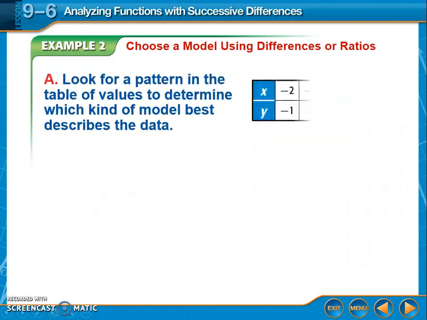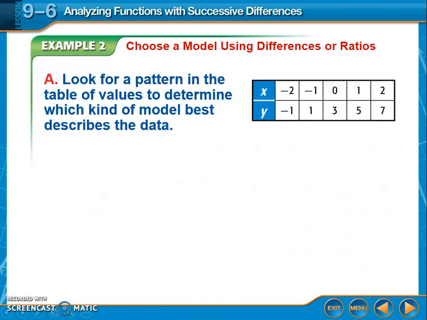Okay? So we want to be able to look at the data. So first thing we always want to check is to see that the x's are changing at a constant rate. And here they're increasing by 1 each time, so that's okay. And then I want to look and I want to see how much the y's are increasing or decreasing by. So here I'm adding 2 each time. So because I'm adding the same number each time for when the x is increasing at the constant rate, we learned earlier that that is linear. So this is a linear function.